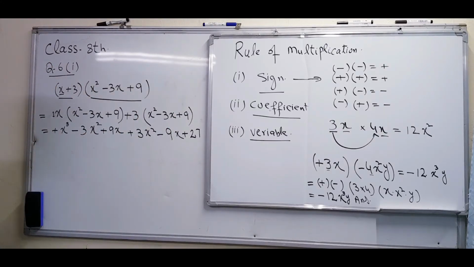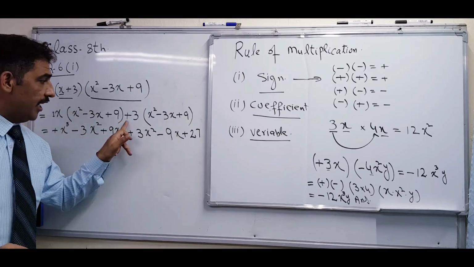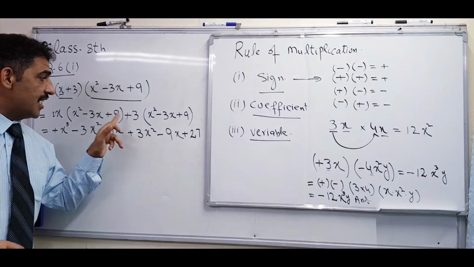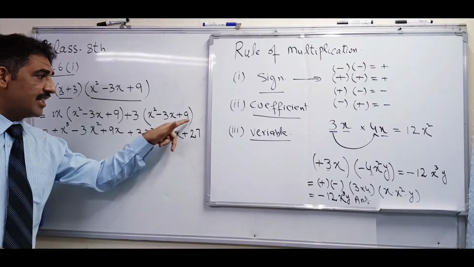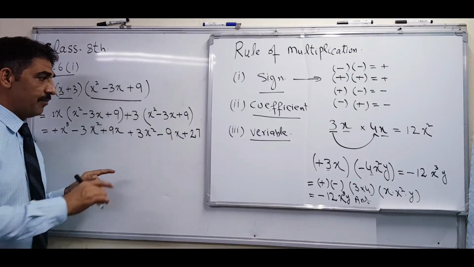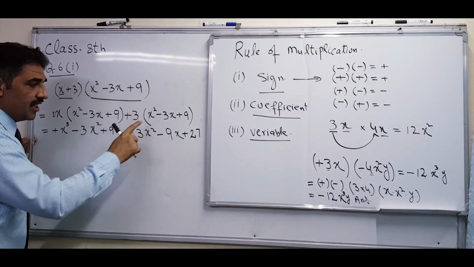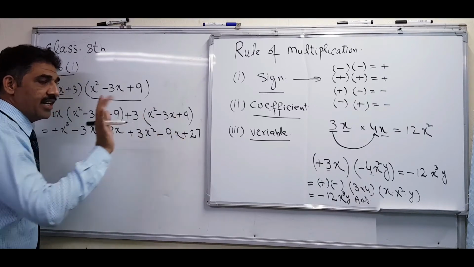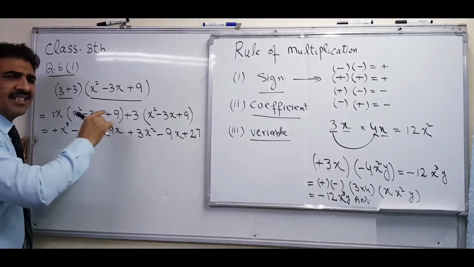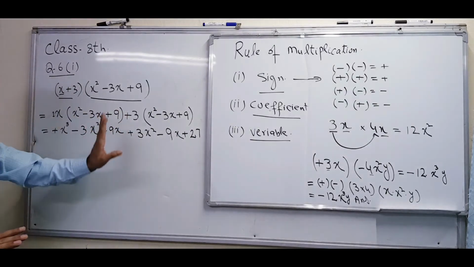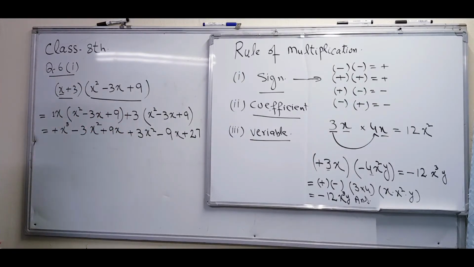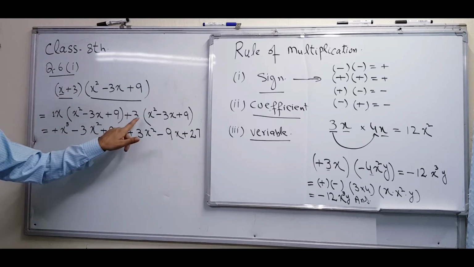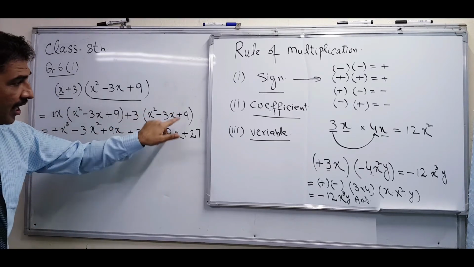I will repeat that one. If the number multiplying is a positive number, inside the bracket all the signs will remain the same. How? Here is the plus sign, here is plus. Here is the minus sign, here is minus, and here is plus, and here is also plus. Why? Because the plus sign does not change the sign inside the bracket. Correct? Second, if there is no variable outside, then all the variables will be the same.